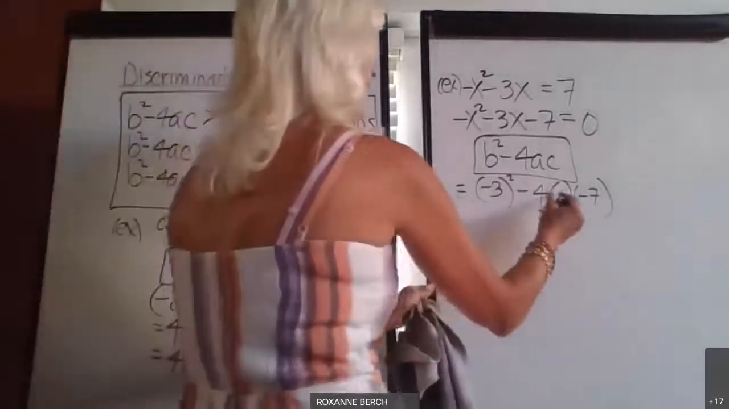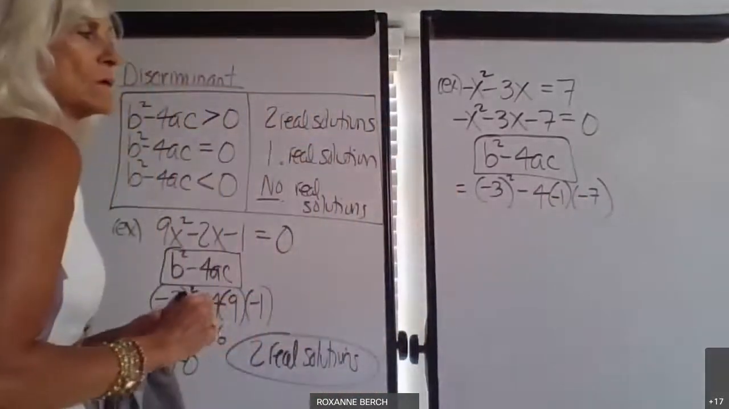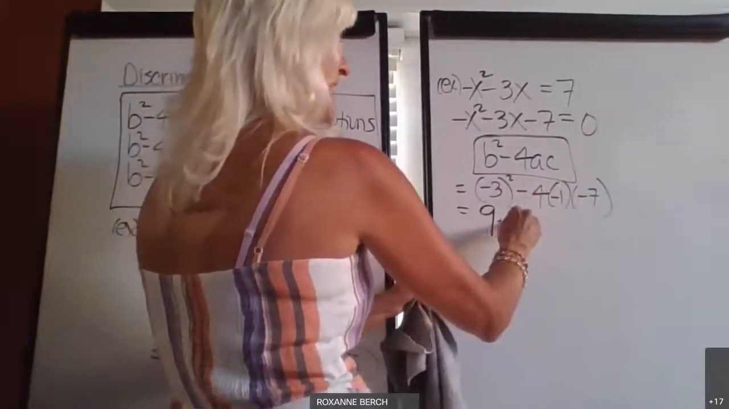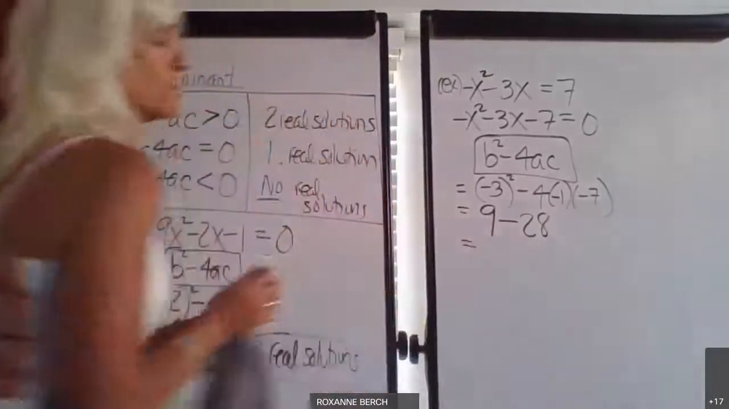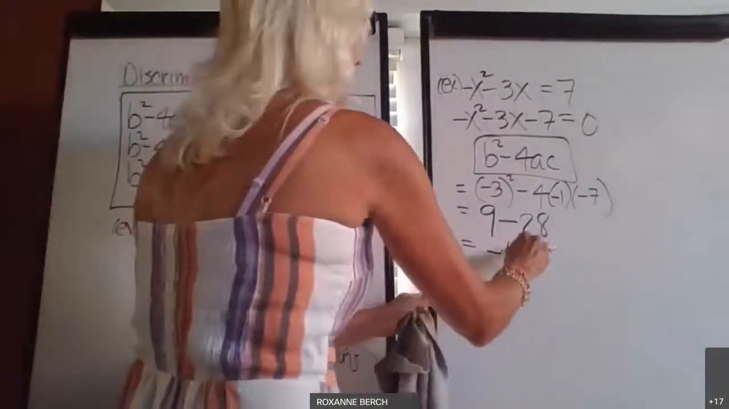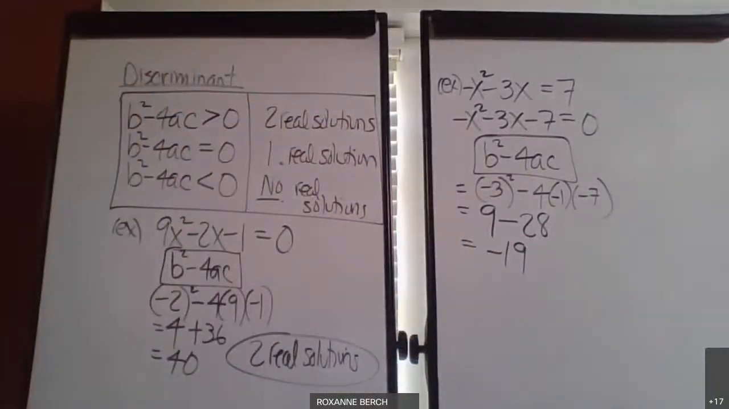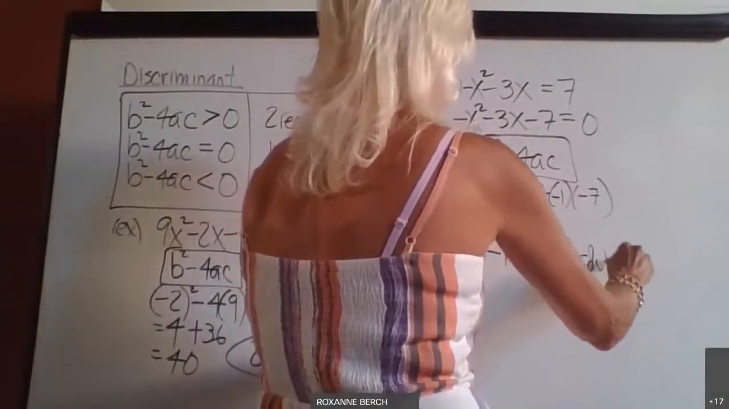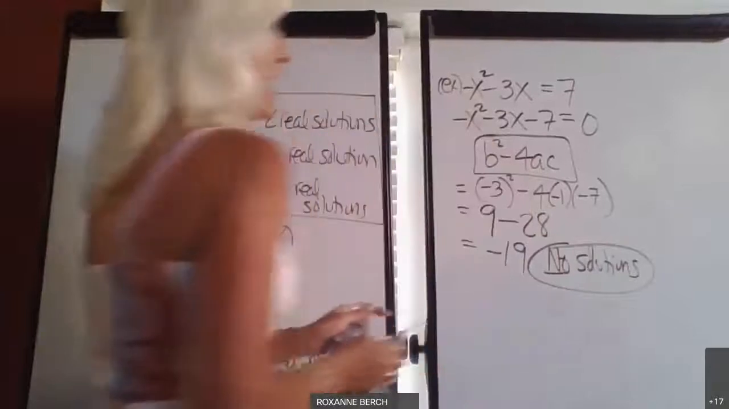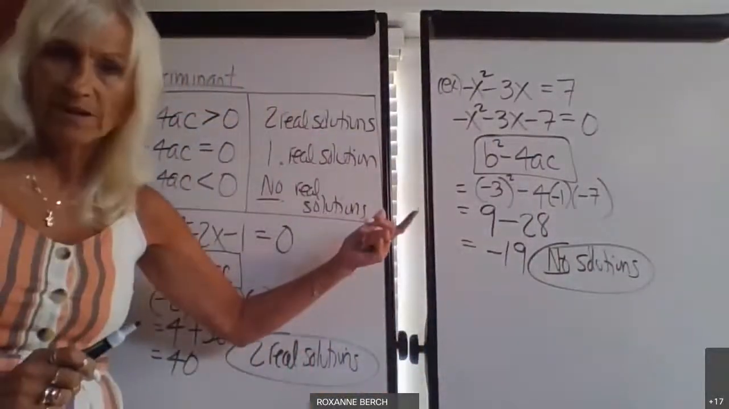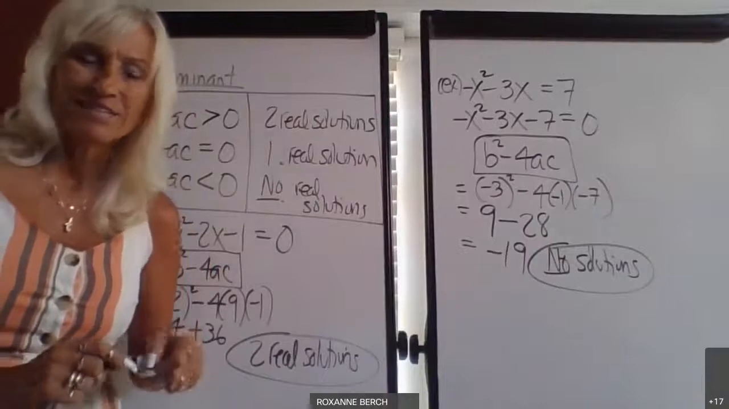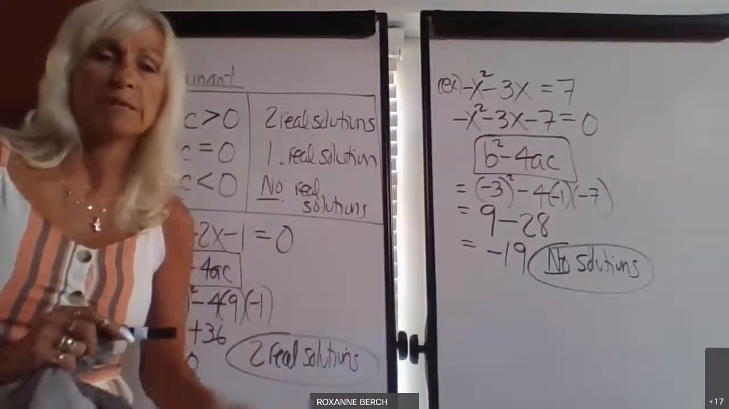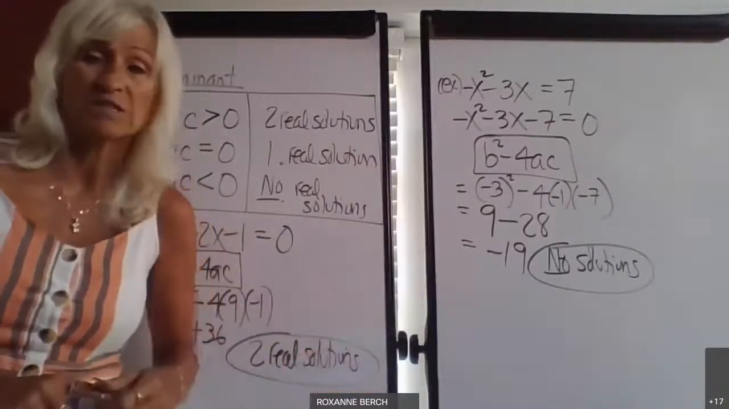So now your a would be -1. So this would be a +9, and a negative times a negative times a negative is a -28. So this would be a -19. So this means that there's no real solutions. Well, if this was a real life problem, wouldn't this be nice to look at the discriminant and say, we're not going to even do the problem. It's impossible. It's impossible to do the problem. There's no real solutions.